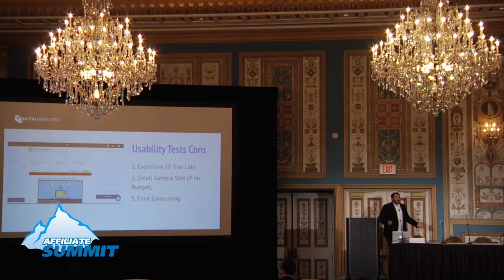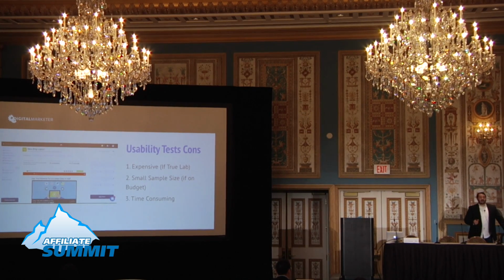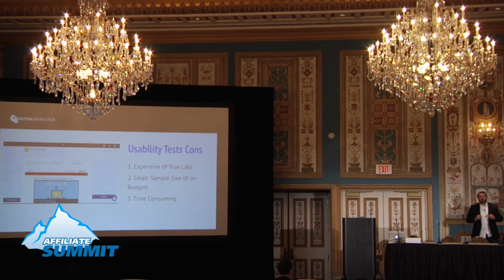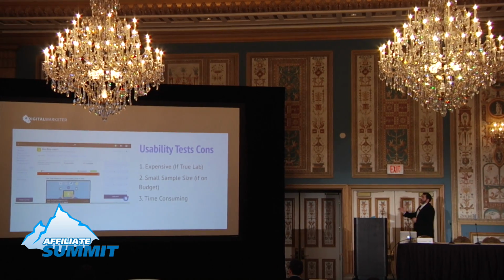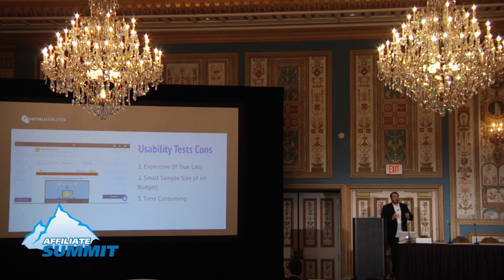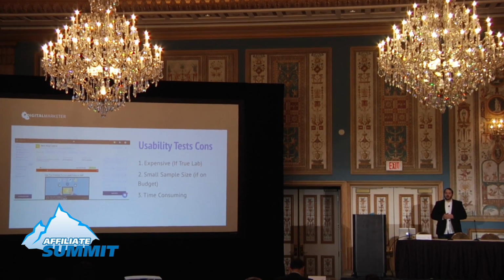Their cons: they're expensive. If you're using True Labs, PayPal does a lot of usability work, and they have an in-house lab that they do everything in, between both usability testing and also the neuro stuff and all that type of stuff. So that stuff gets expensive. Again, it's another small sample size if you're on a budget, and it's still just a fraction of your ideal customer, and then they're crazy time consuming. They take a lot of time, right?